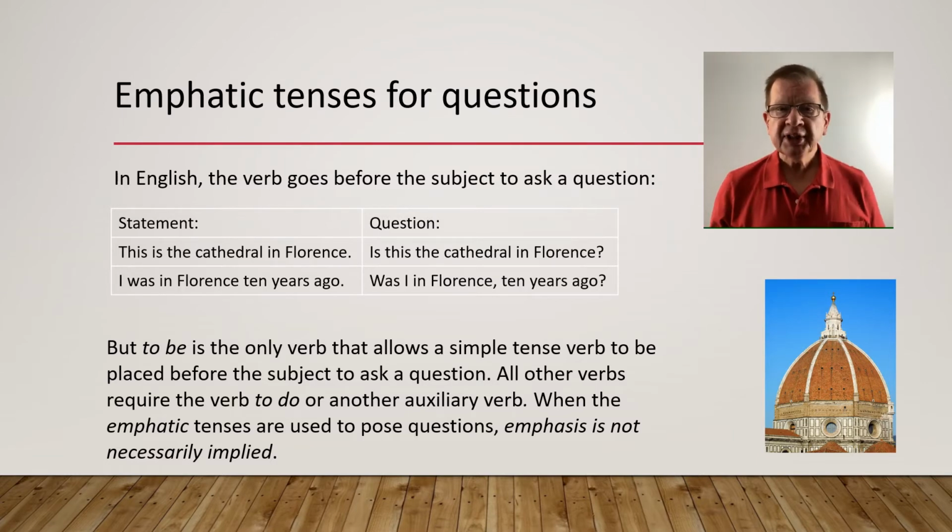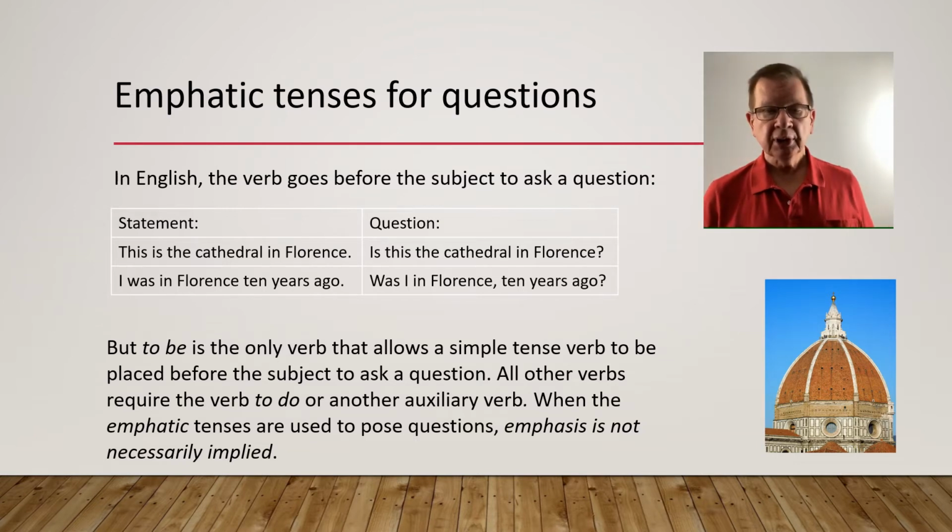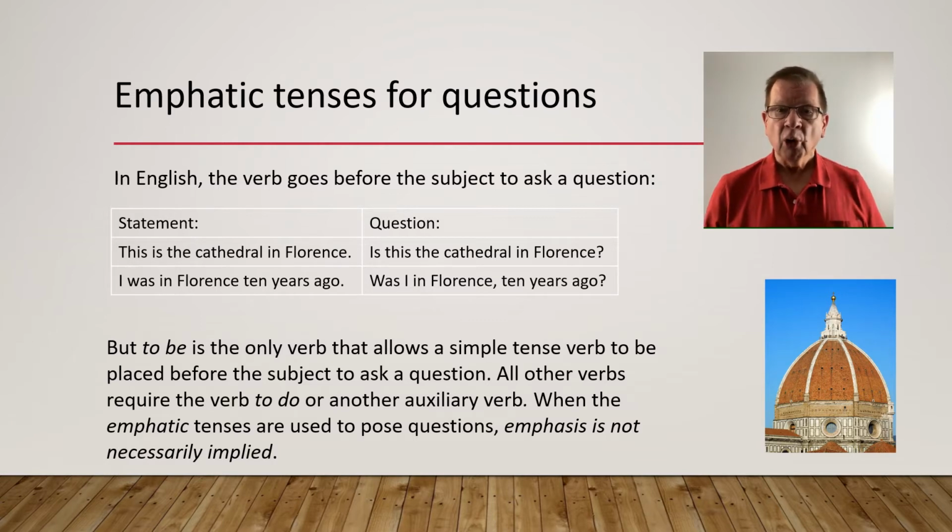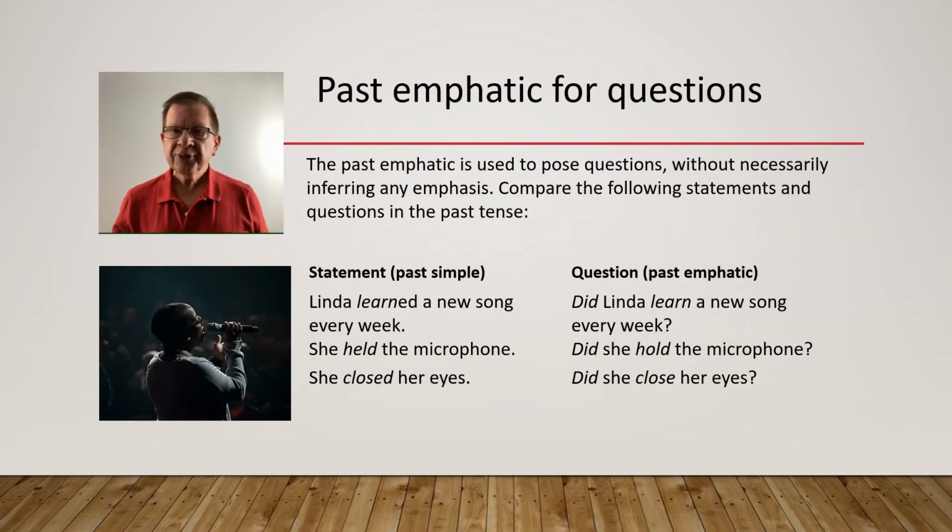But to be is the only verb that allows a simple tense verb to be placed before the subject to ask a question. All other verbs require the verb to do or another auxiliary verb. When the emphatic tenses are used to pose questions, emphasis is not necessarily implied. The past emphatic is used to pose questions without necessarily inferring any emphasis.